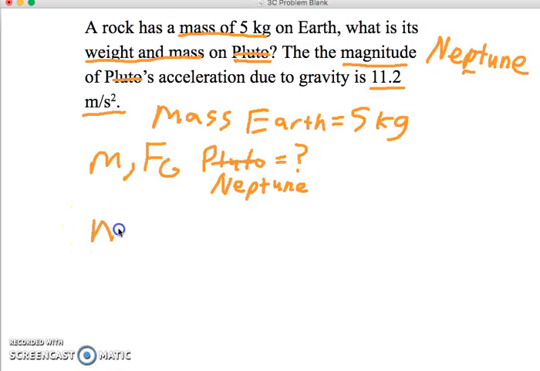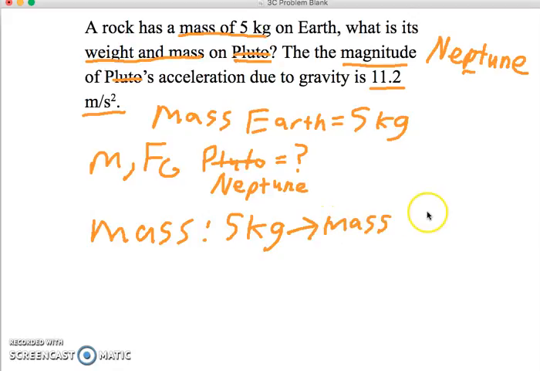The mass is the easy part. So the mass is going to be equal to 5 kilograms, because mass does not change. Doesn't matter if you bring it to Neptune or Pluto or deep space, the mass is always constant because the amount of stuff will not change. There we go. Now we're going to calculate the weight on Neptune.